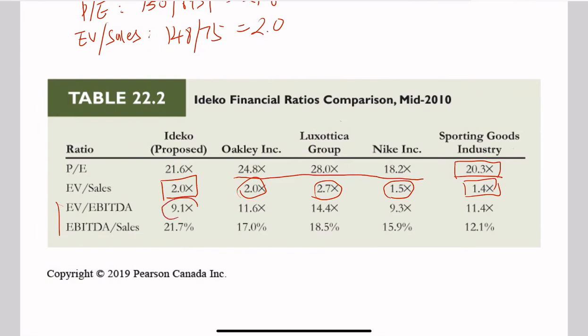And then if you look at the EV EBITDA ratio, it's actually lower than Nike, the lowest one among the 3 comparable firms, and it's also even lower than the sporting goods industry average, right? And then the EBITDA sales ratio is 21.7%. And you can see that it's actually higher than all these numbers. Okay.